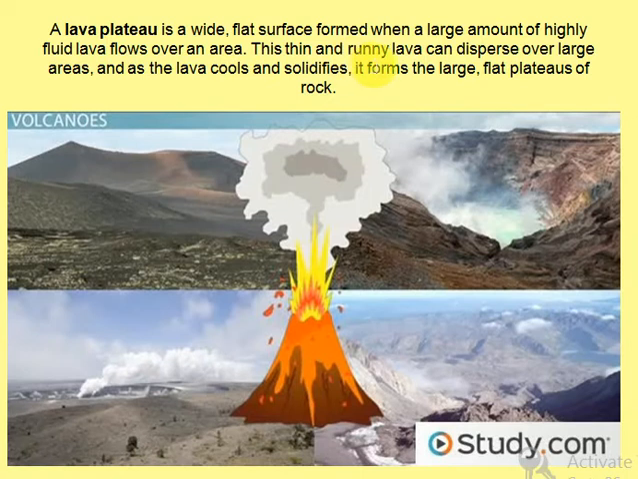This thin and runny lava can disperse over a large area, and as the lava cools and solidifies, it forms the large flat plateaus of rocks. So this is how the thin and runny lava can disperse over a large area. It is deposited, the lava cools and solidifies, and it forms the large flat plateaus of rocks.